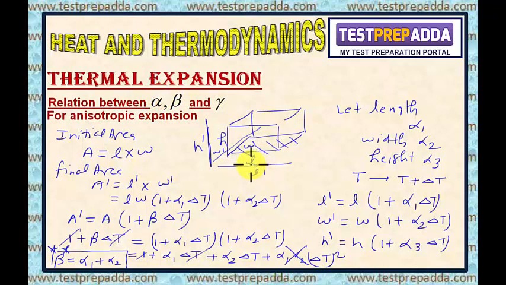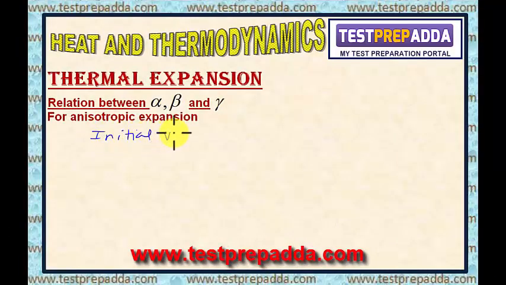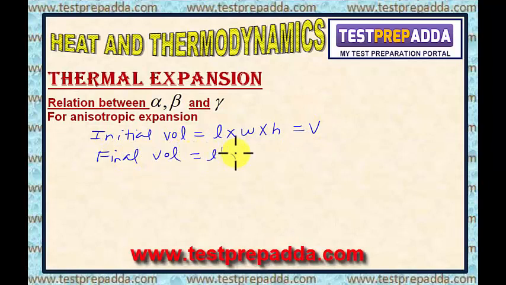Initial volume will be what? L into W into H. And what will be the final volume? L dash into W dash into H dash. I will write initial volume of that cuboid as L into W into H. Let this be V, and then final volume as L dash into W dash into H dash, and let us say that as V dash. We know V dash is equal to V into 1 plus gamma delta T.